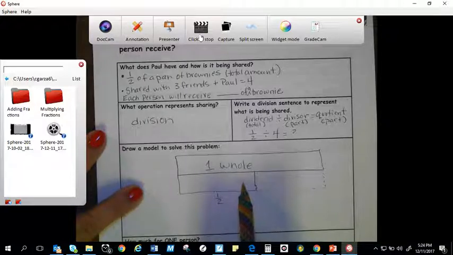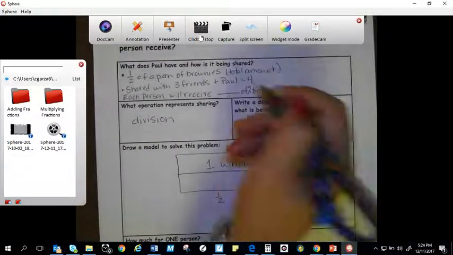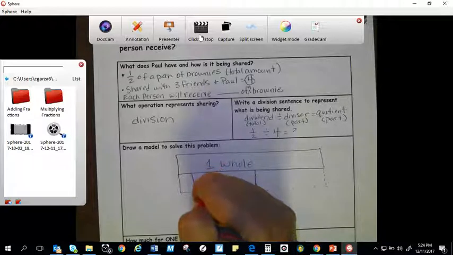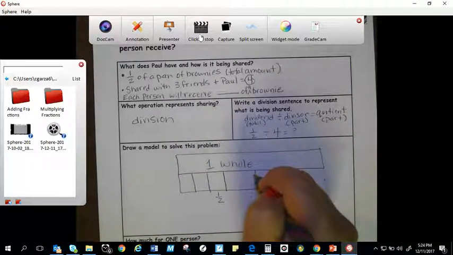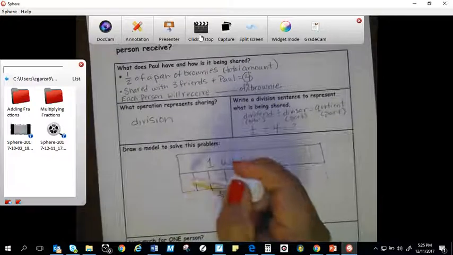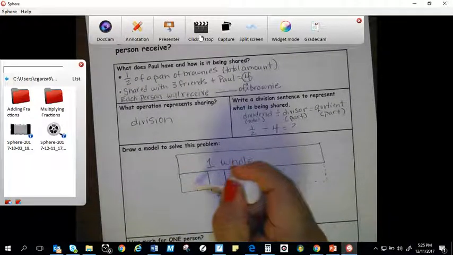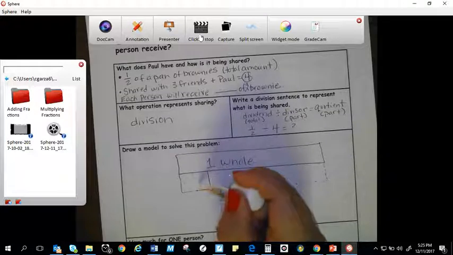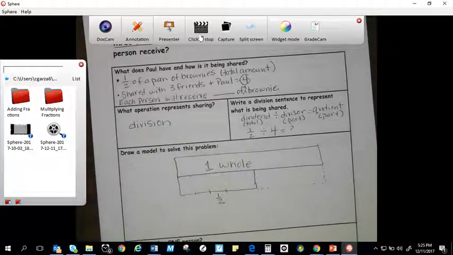So if I took just 1/2 of my whole, and I'm going to divide it up into 4 equal parts to share with friends, okay, that wasn't equal. So I'm going to white that part out. Somebody's going to have a lot more than other people. So I'm going to start that part over. All right, let's start that one over. I'm going to try to get them as equal as possible.